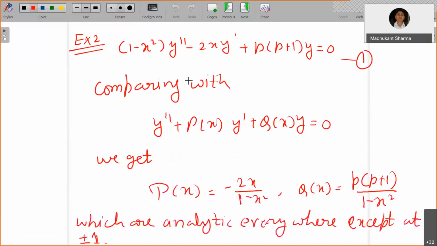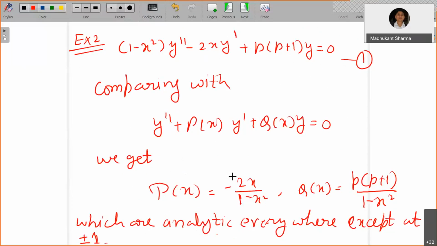Now let's consider the equation (1 minus x squared) y double dash minus 2x y dash plus p(p plus 1) y equals 0. We have already seen x equals 0 is an ordinary point. Comparing with this, we get p of x and q of x, which are analytic everywhere except at plus minus 1. So x equals 0 is an ordinary point.